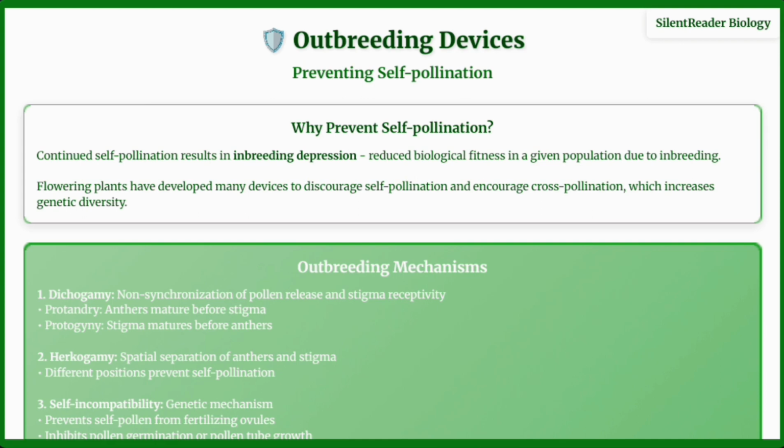One common device is dichogamy, the non-synchronization of pollen release and stigma receptivity. This can be protandry where anthers mature before the stigma, or protogeny where the stigma matures first. Another device is hercogamy, the spatial separation of anthers and stigma within the same flower to prevent self-pollination. The third important device is self-incompatibility, a genetic mechanism that prevents self-pollen from fertilizing ovules by inhibiting pollen germination or pollen tube growth in the pistil. Additionally, some plants produce unisexual flowers to prevent self-pollination.